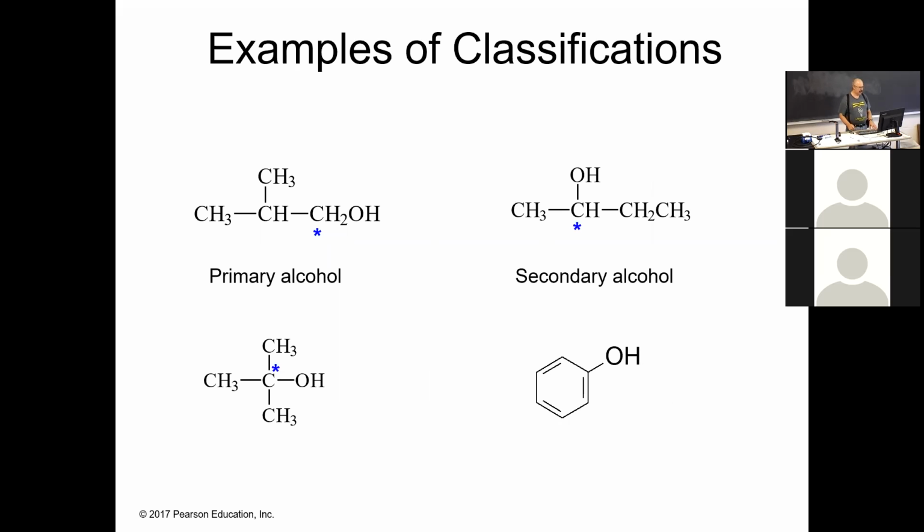So here we have examples of the four different classifications. This is a primary alcohol, directly bonded to just one other carbon. It doesn't matter how many carbons we extend in this direction. It's still a primary alcohol. This would be a secondary alcohol. This is a tertiary alcohol. We use this compound in lab to make t-butyl chloride. And then this is a phenol.